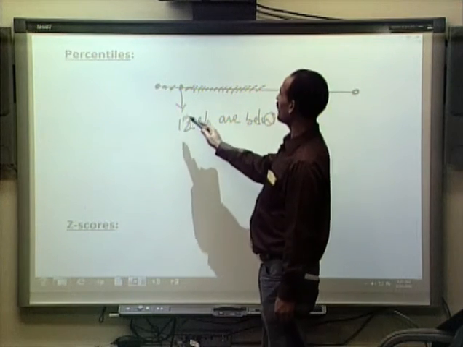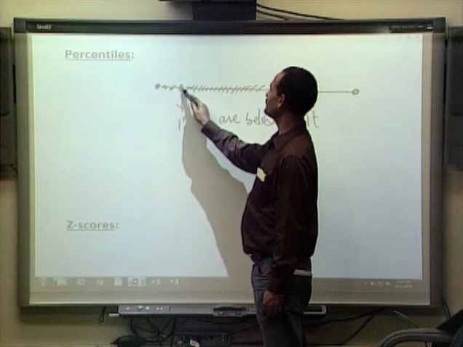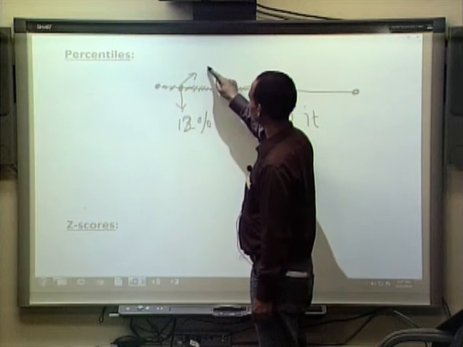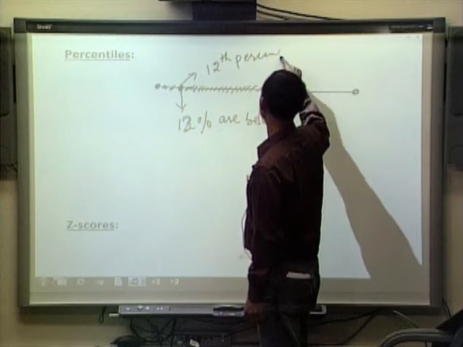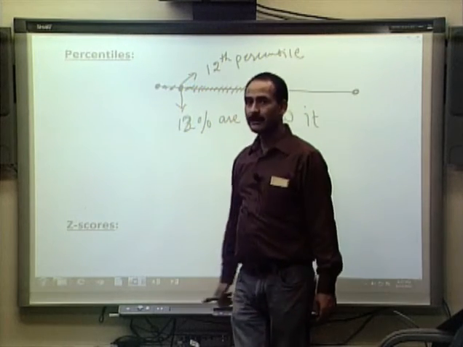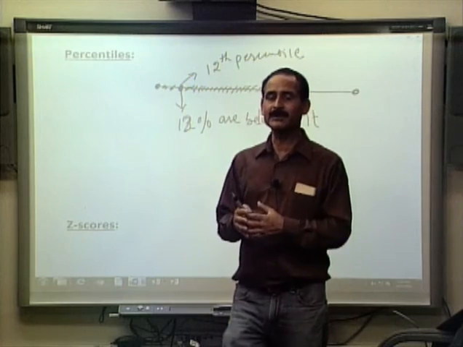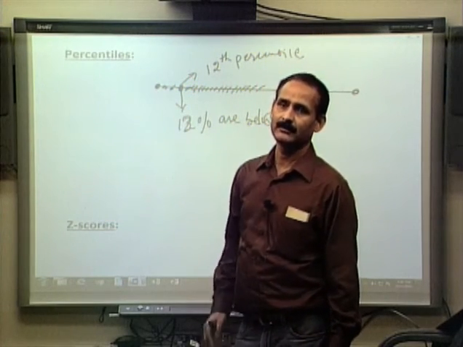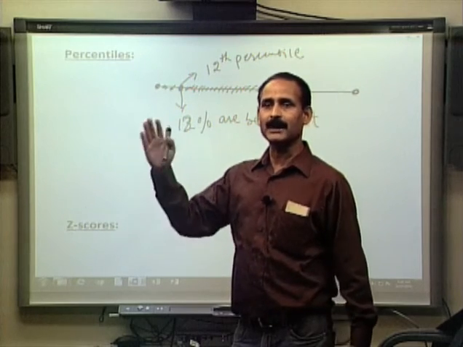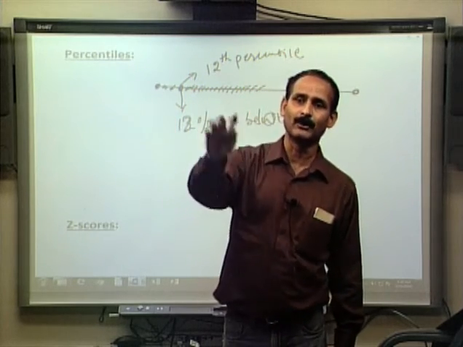If 12% of the observations are below this value, then this value is called the 12th percentile. Percentile: 12th percentile means 12% of the values are below that observation. 80th percentile means 80% of the observations are below it.